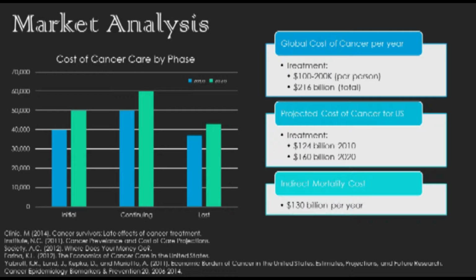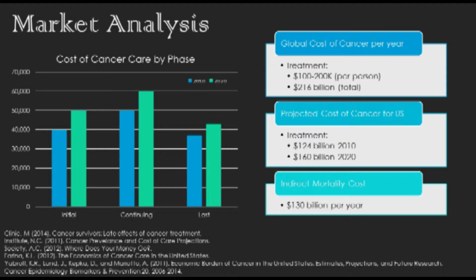Okay, so as you can see, cancer is very expensive. So the graph here shows the cost of cancer care in its initial, continuing, and last phases. The graphs in blue, or the ones on the left, they're supposed to be blue, show the cost of cancer in 2010, and the green graphs right next to them are the estimated cost of cancer in 2020. So in 2010, the US alone spent $124 billion on cancer, and that's projected to increase to at least $160 billion. But it doesn't have to be this expensive.